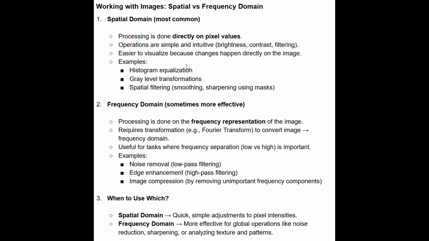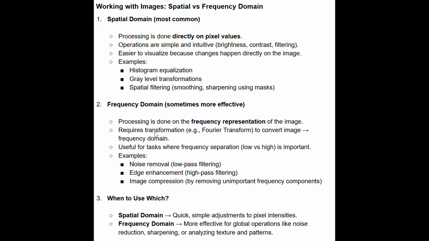Then it is easier to visualize. This is because the changes happen directly on the pixel intensity value. For example, histogram equalization, gray level transformations, spatial filtering, where smoothing can be done, sharpening using various masks can be done. We have seen this, right?